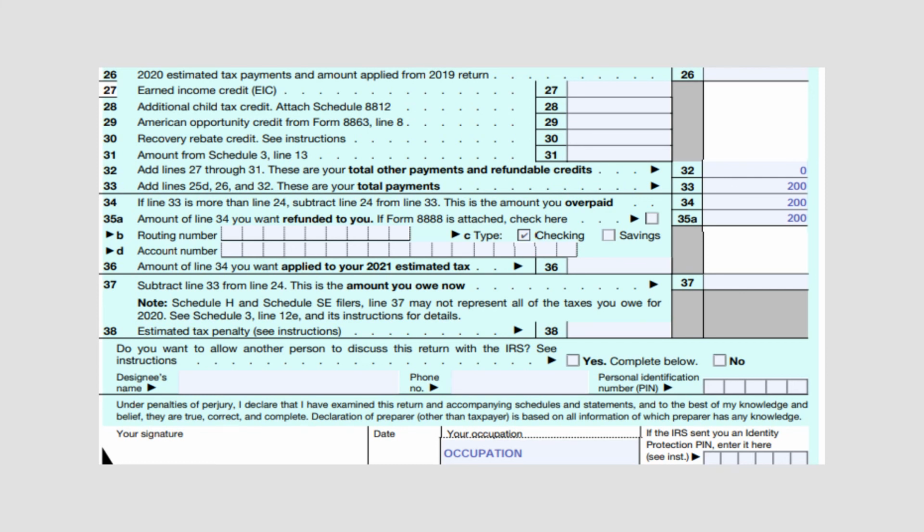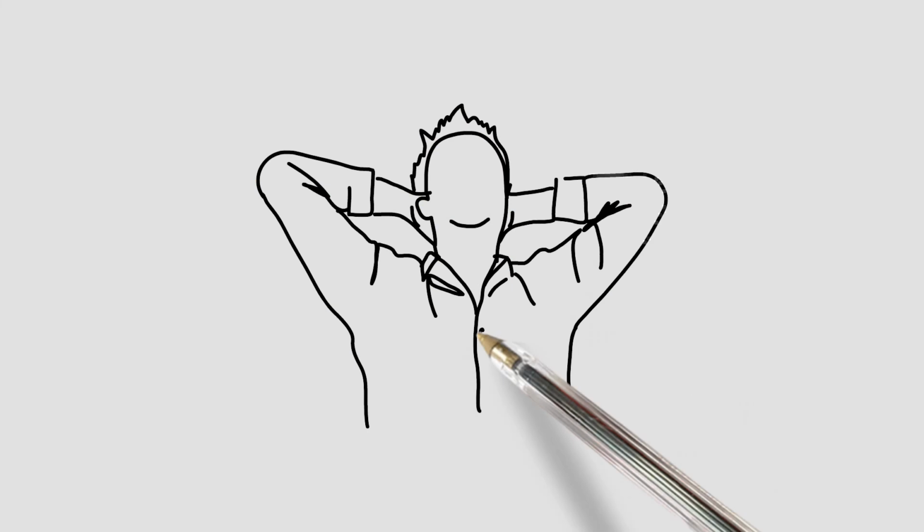Note that there is a box to the left of line 35A referring to Form 8888. You would only check this box if you wanted your refund deposited into more than one bank account, so usually this would be left blank. Remember to sign, date, and put your occupation at the bottom of the form. Your taxes are all done.